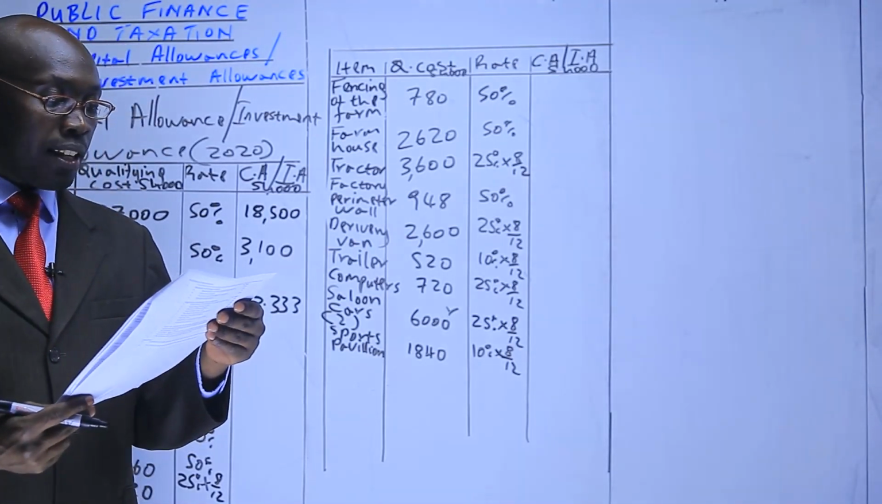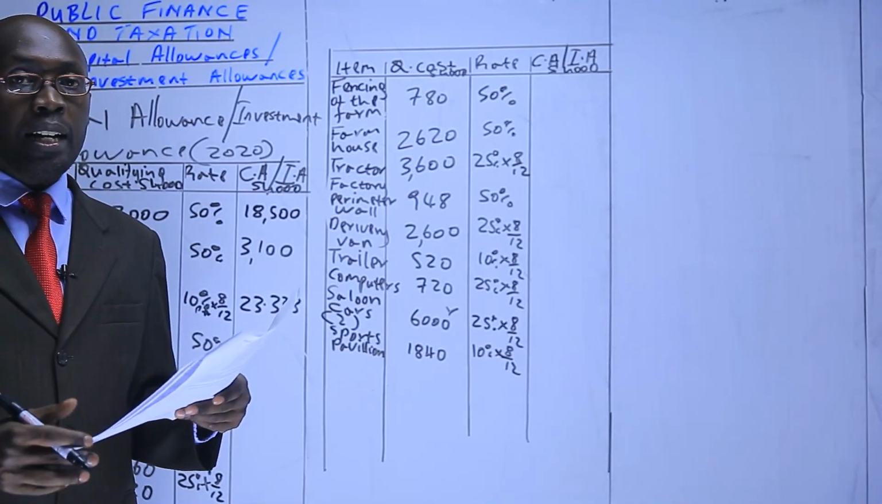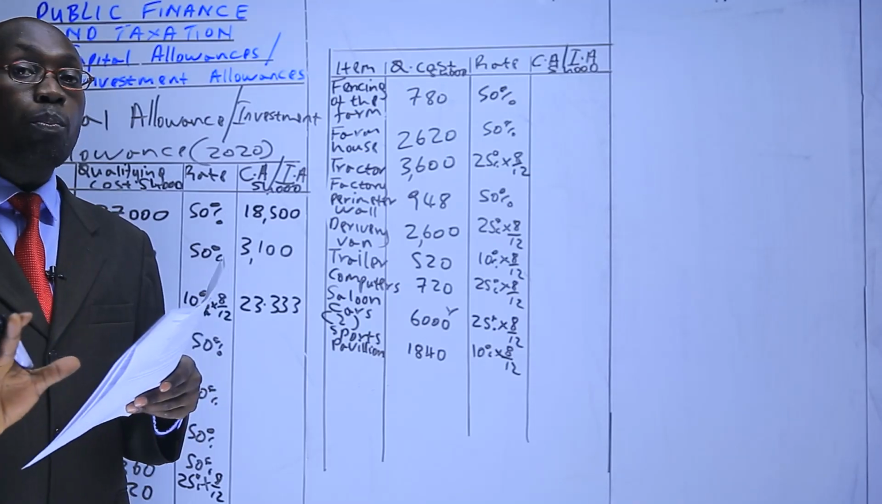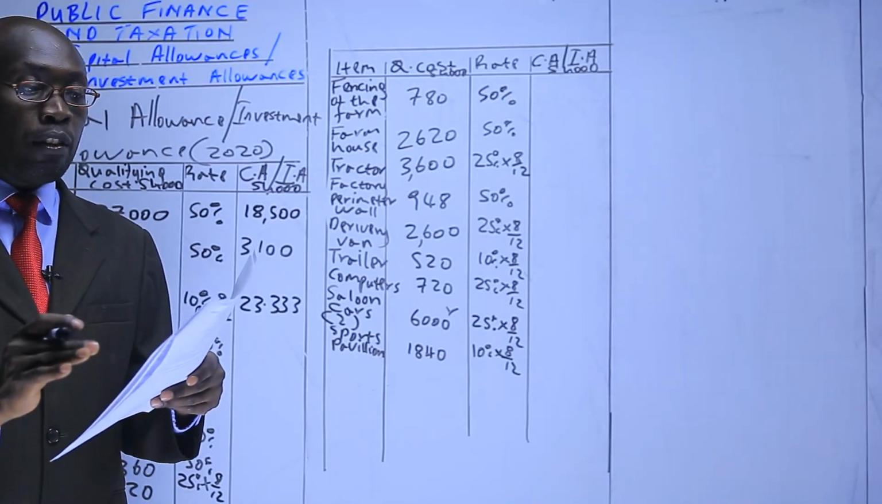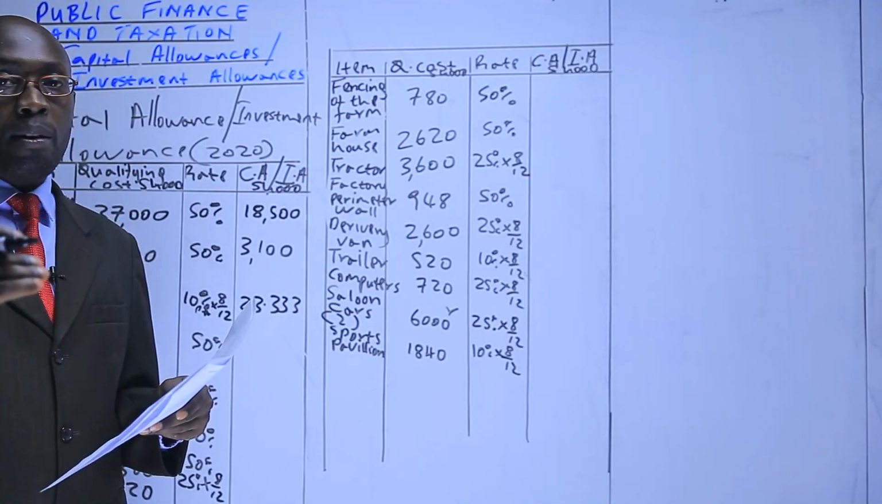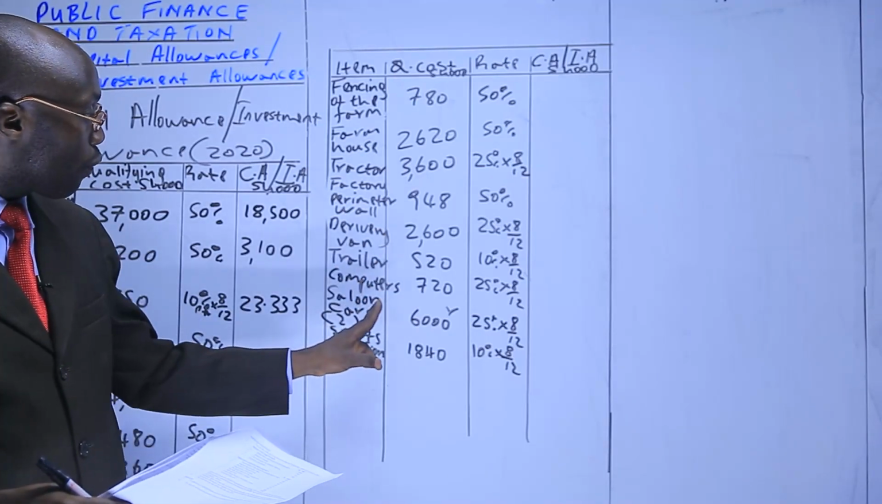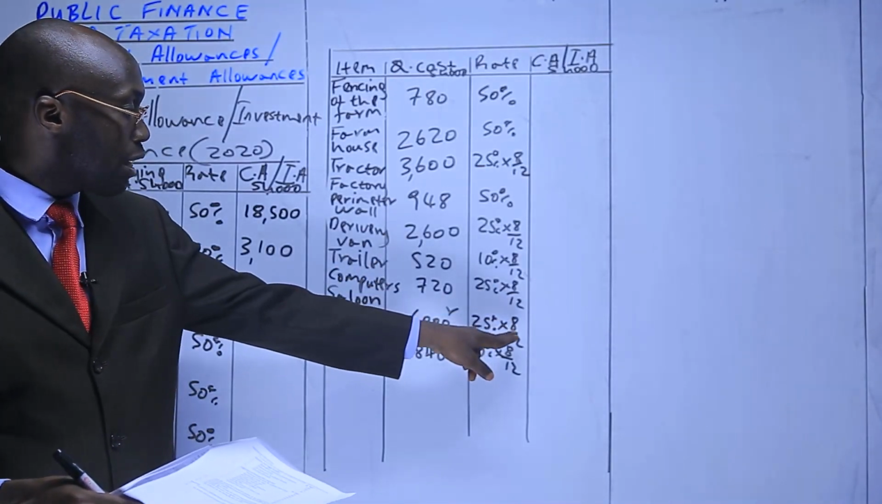Number 2, one of the saloon cars was disposed of during the year for 2,200,000. Now at the moment we don't consider the disposal. We can only consider it if you were told when it was disposed, like if you were told that it was disposed in November. Remember saloon cars here we had assumed they were used for 8 months. That's why we multiply by 8 over 12.